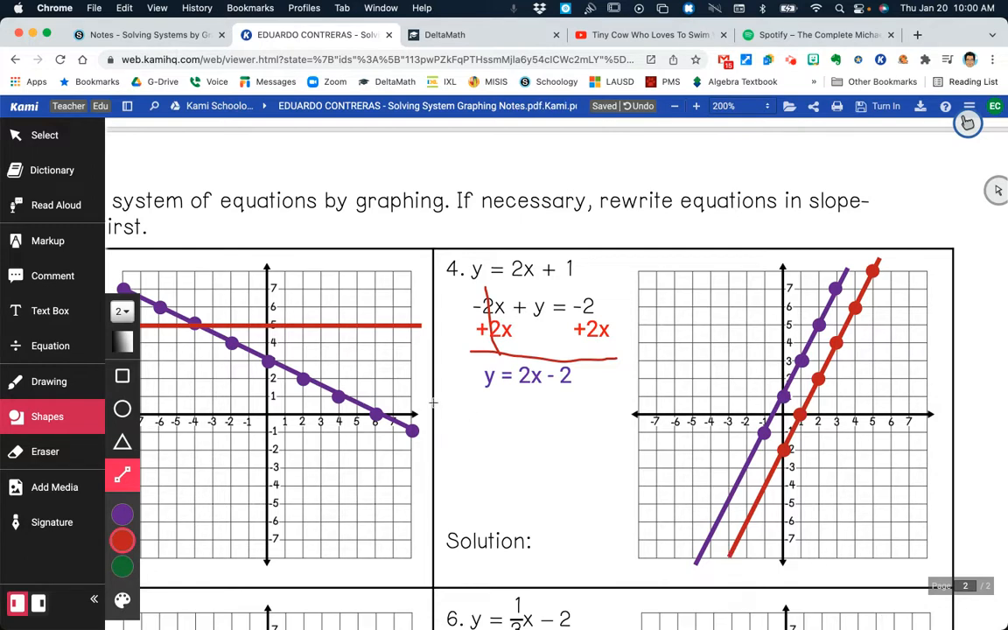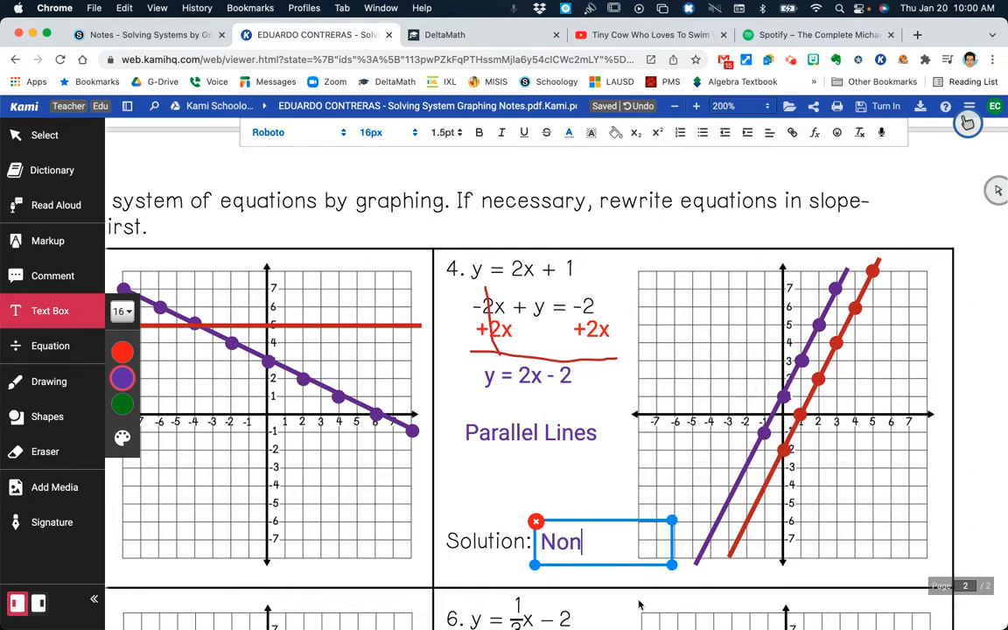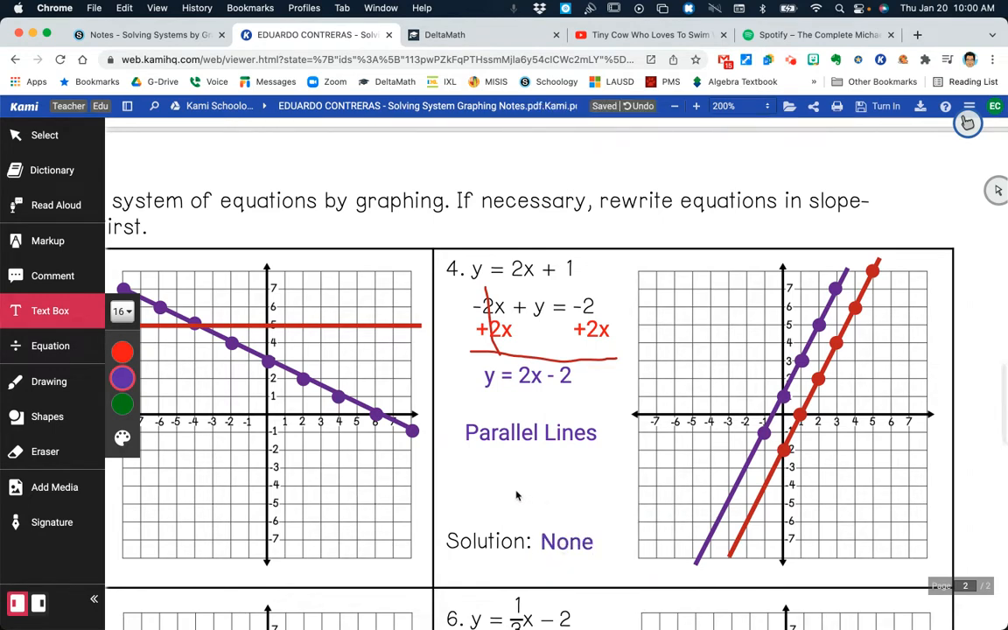Yes, definitely parallel lines. Therefore, down here, where it's asking for a solution, none. No solution, basically. Okay. So this is an example of what a no solution would look like. Those two lines are never going to touch, so we have no solution.